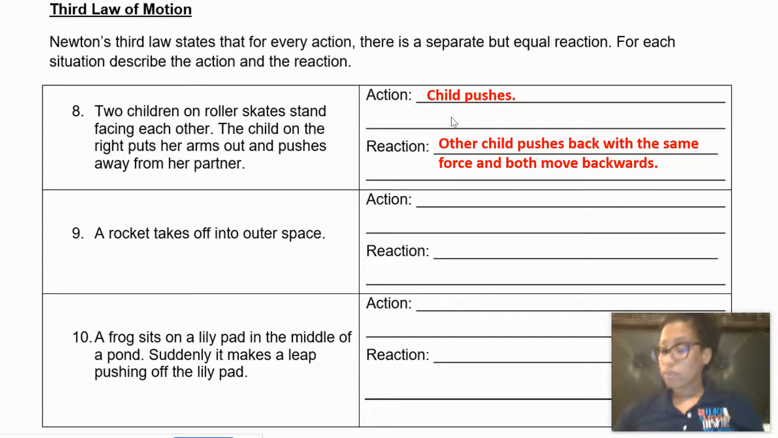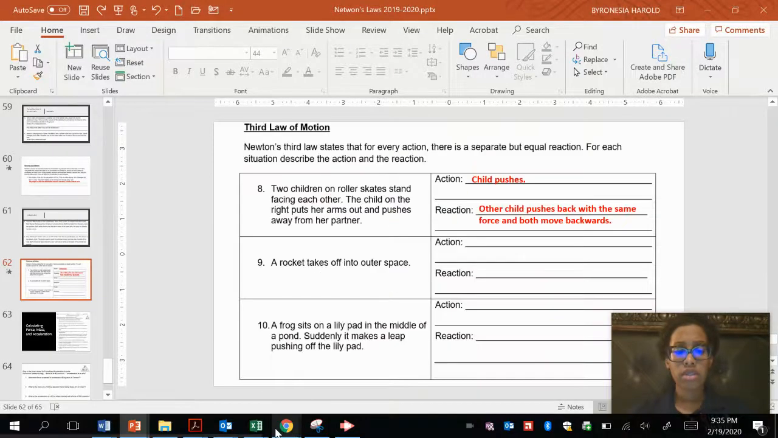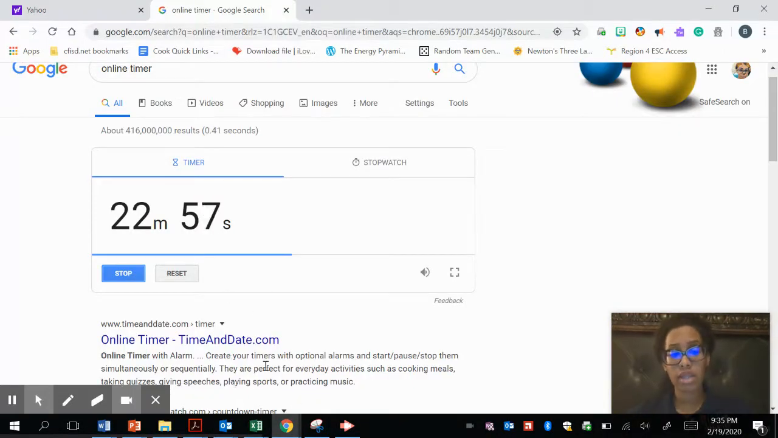All right, so you can go ahead and finish numbers 3, 4, 6, 7, 9, and 10. Before you do that, how much time I have left. Okay, I have 22 minutes, so that's fine.